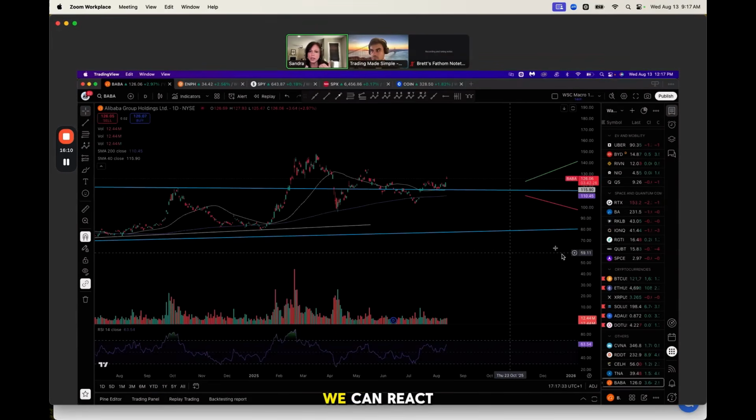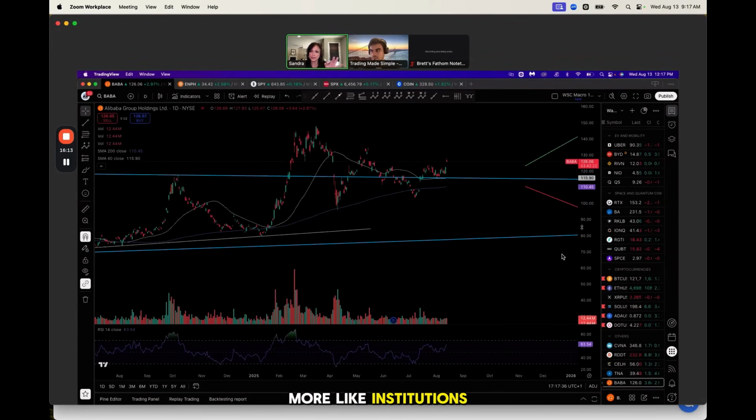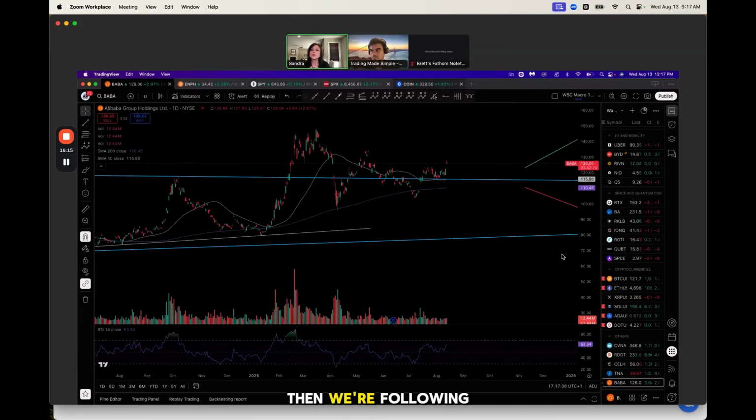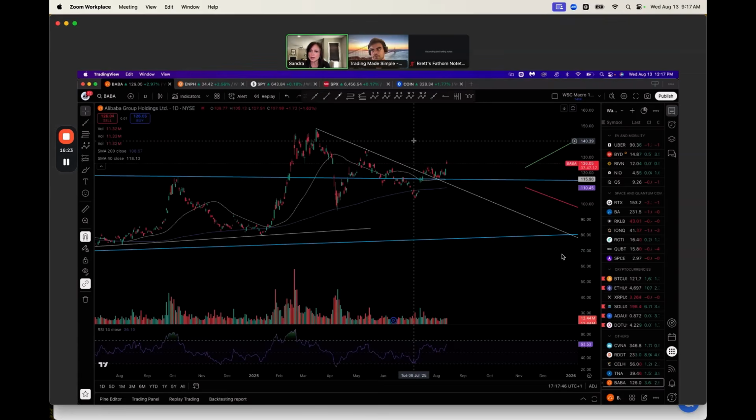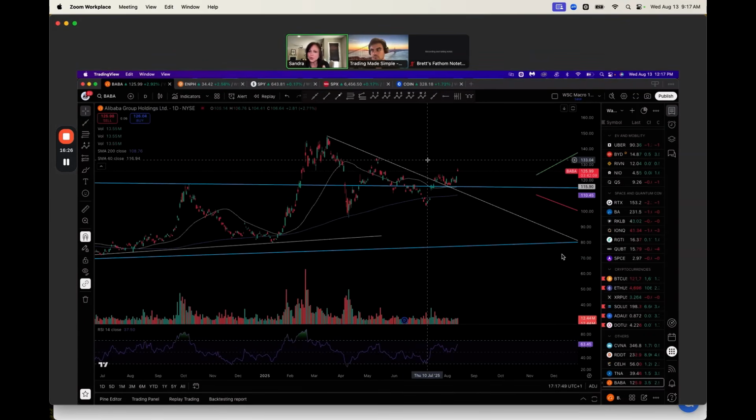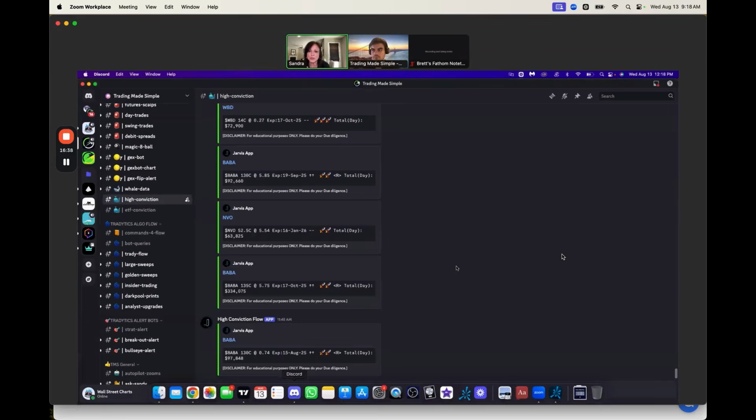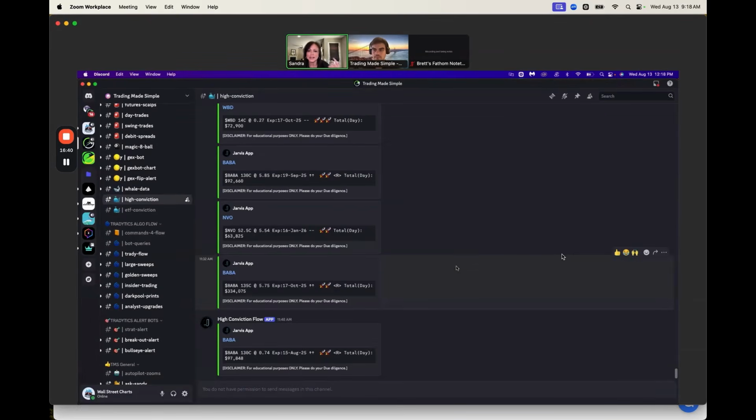And so if we can react more like institutions, then we're following the trend. They may give us an identification that, hey, we're starting to enter BABA, but when is it your time to enter BABA so that you don't get into a trade, it consolidates, and then all of a sudden you lost 25% or 35%? It hits your stop loss already. And then, of course, what ends up happening the very next day or the very next hour, it starts to rocket.